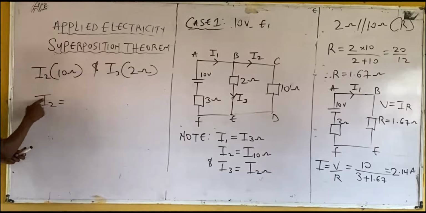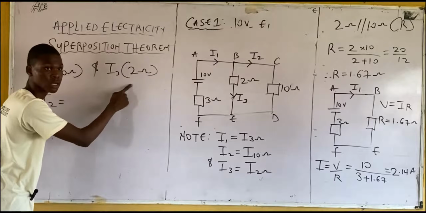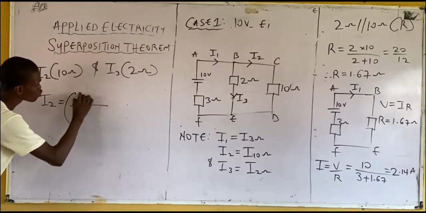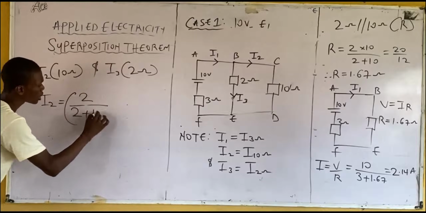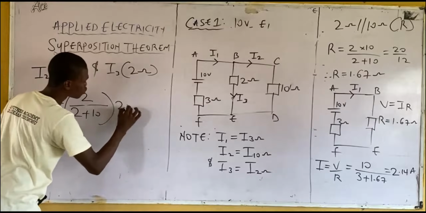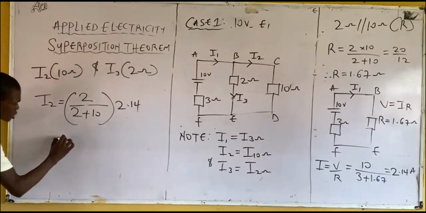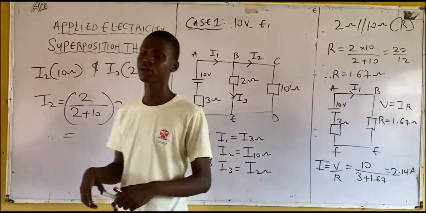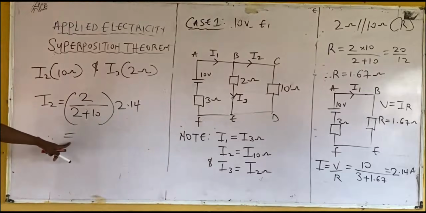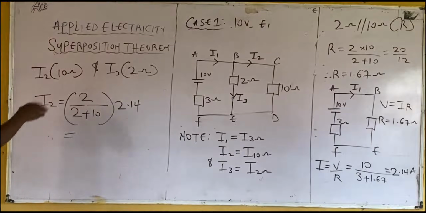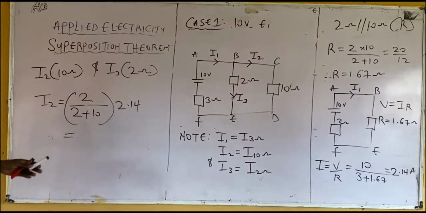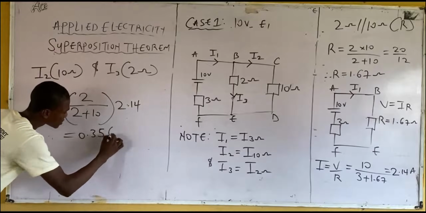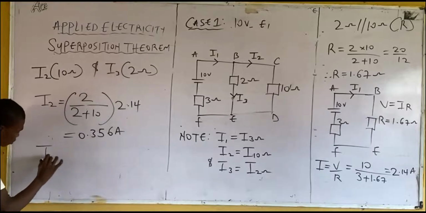Now, let's calculate I2. You make use of the 3. Sorry, 2 divided by 2 plus 10, multiplied by 2.14. What do you have? 2 divided by 12 times your final answer is 0.356 ampere.